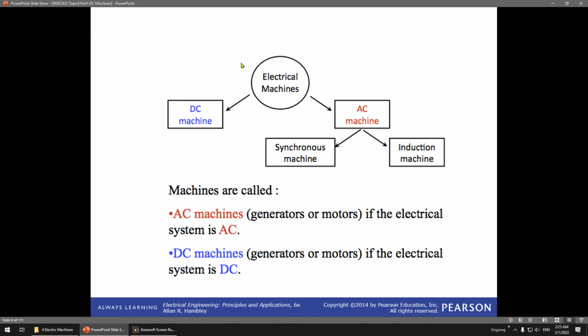Electrical machine can be divided into DC machine and AC machine, direct current or alternating current. And AC machine can be divided into two, whether it is a synchronous machine or an induction machine. So you need to know the division of the electrical machine.